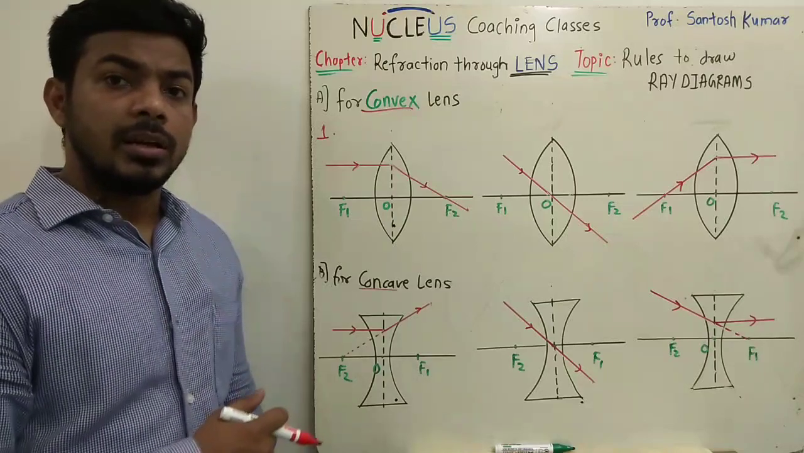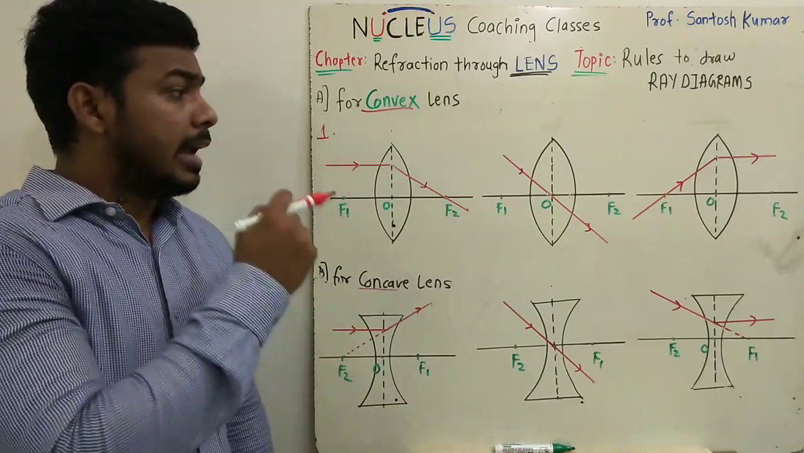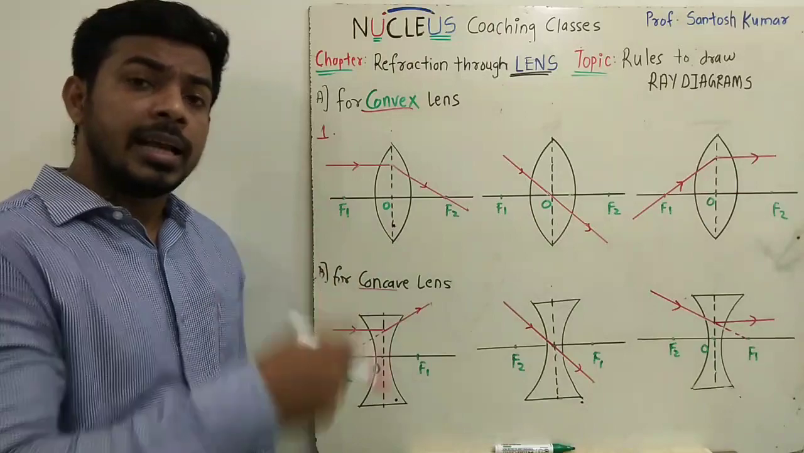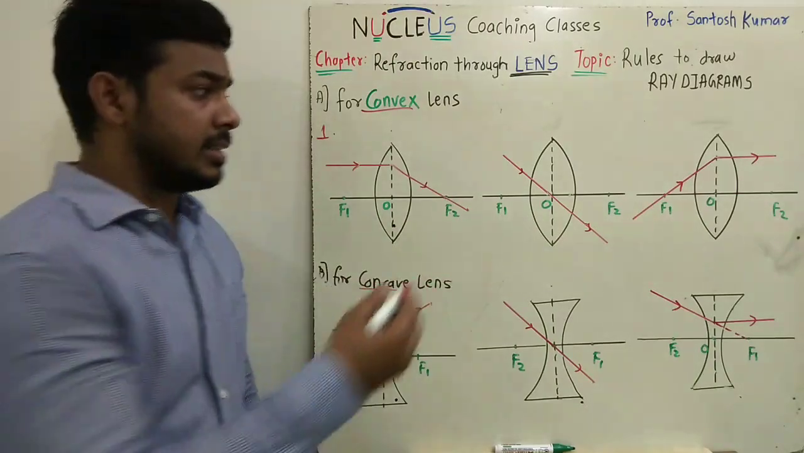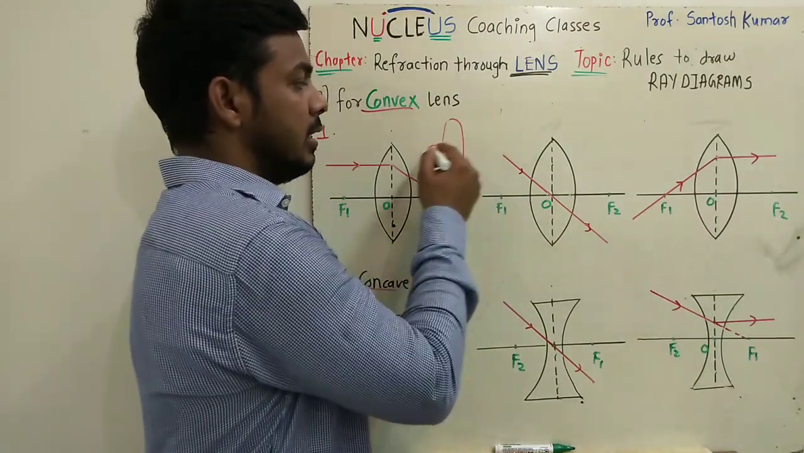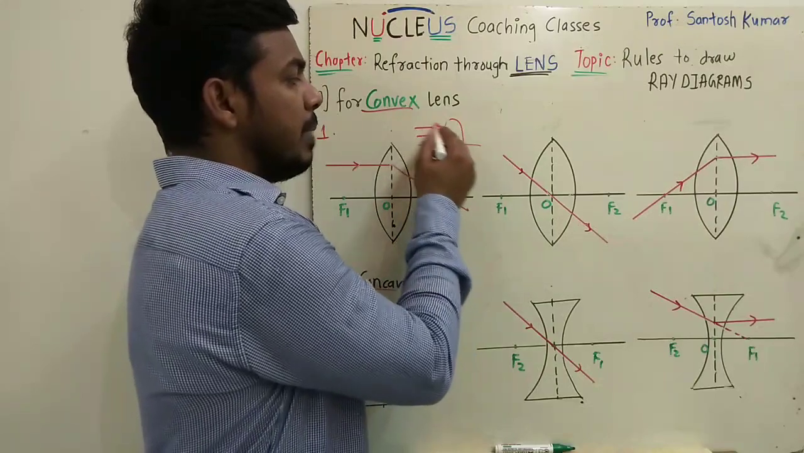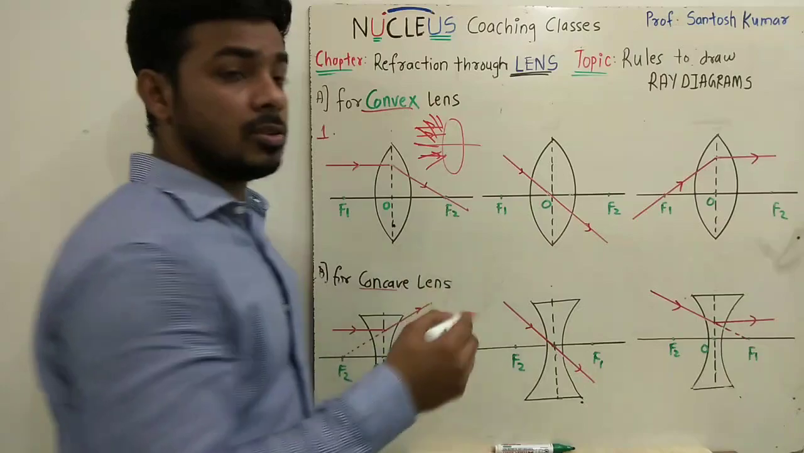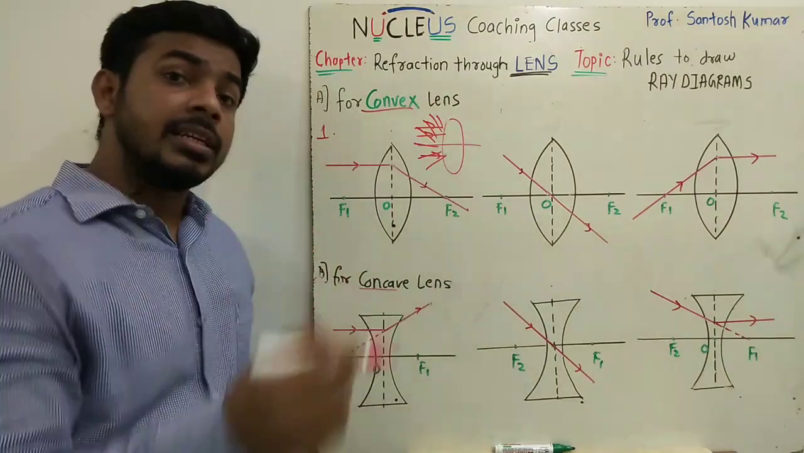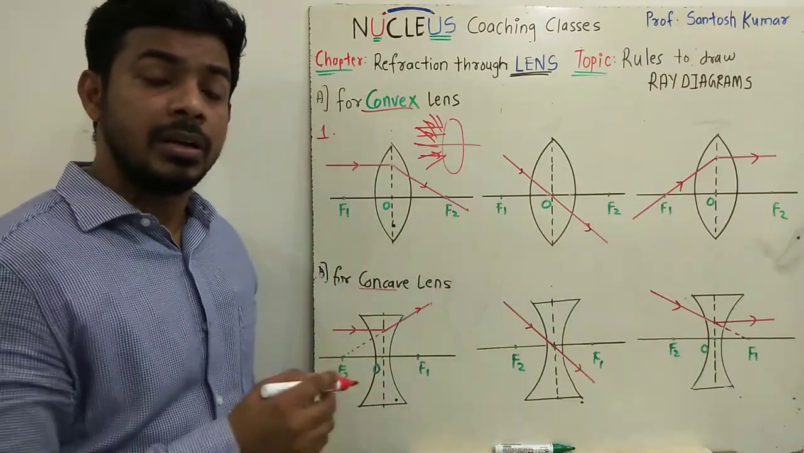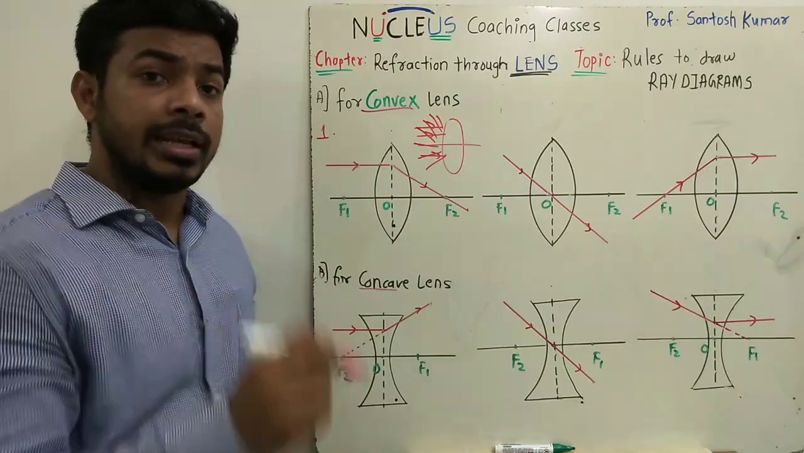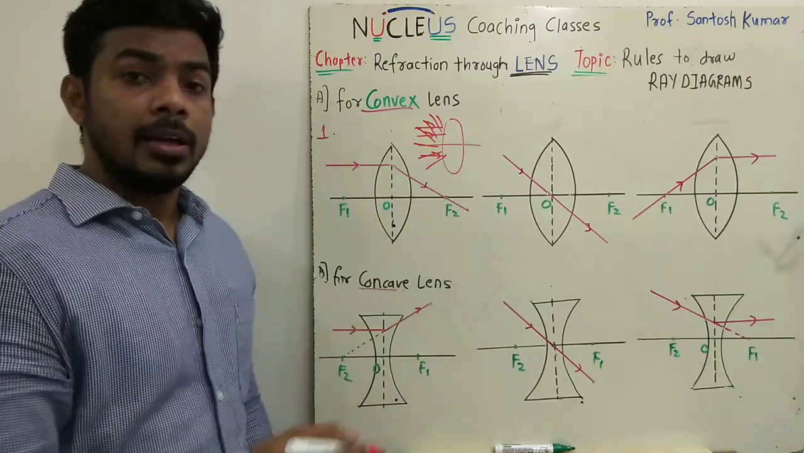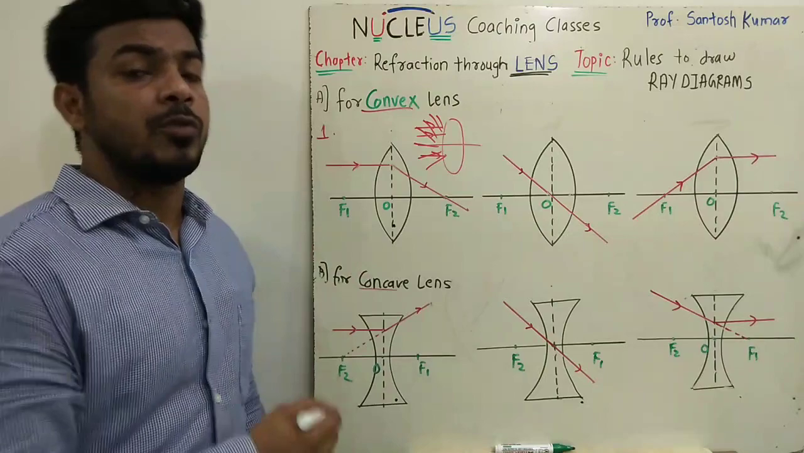But one more thing I would like to tell you, that a ray from an object can be incident on a lens in any direction. If I have a lens, the ray can travel parallel to the principal axis or the ray can travel in any direction. But sometimes it is difficult to trace the refracted ray. So it will be difficult to trace the image of an object.